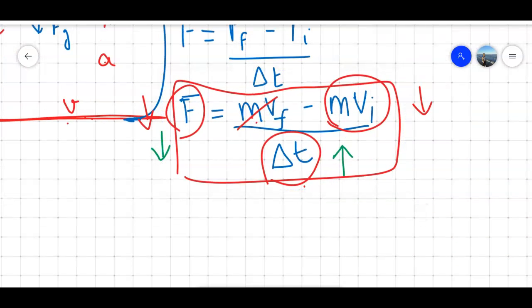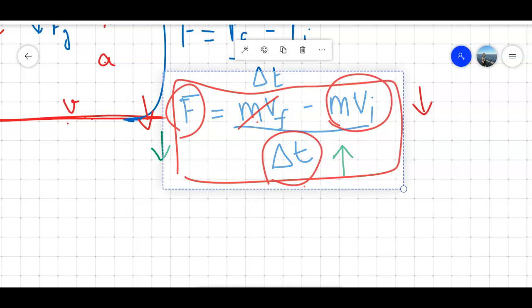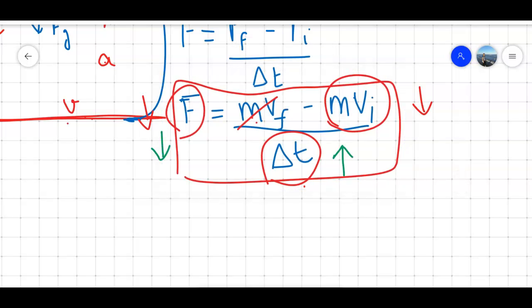Okay? So the ways by which the egg can be saved are determined by how light the structure is, and what speed it strikes the ground with. Does it hit the ground with a smaller speed or a bigger speed? And then how much time does it take to stop?